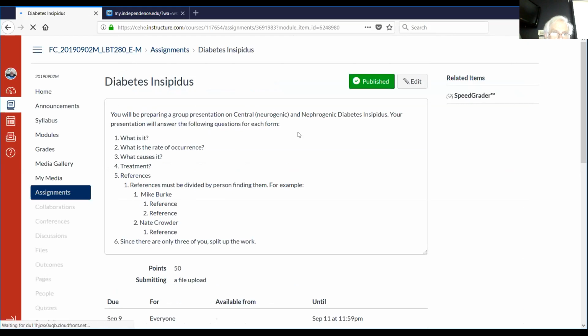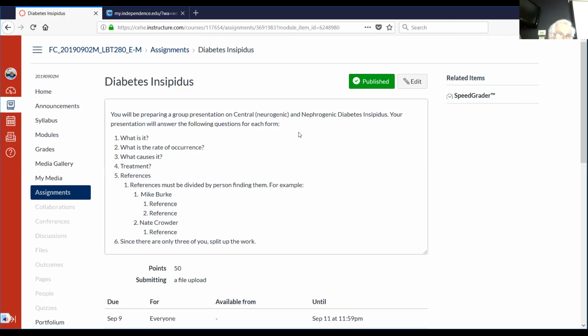And there are 2 forms of diabetes that are going to be discussed. One is central or neurogenic diabetes, and the other is nephrogenic, which comes out of the kidney. And the central just comes out of the central nervous system.